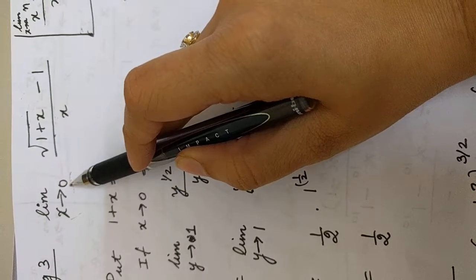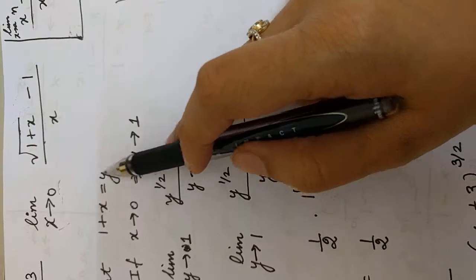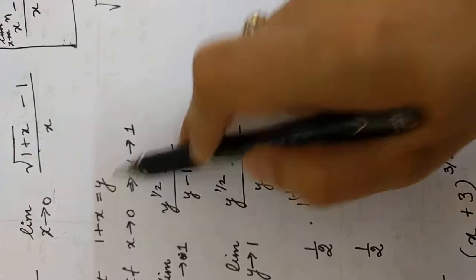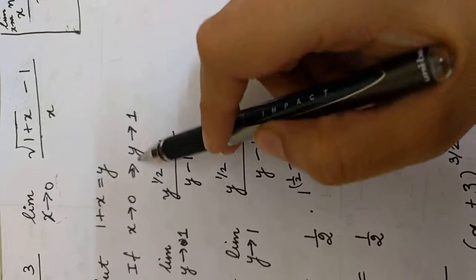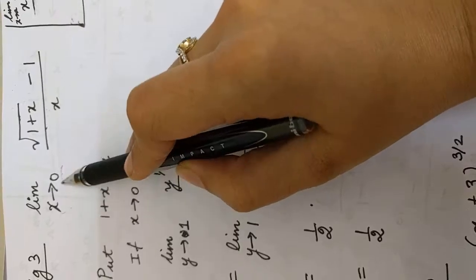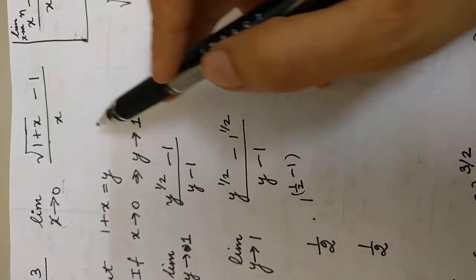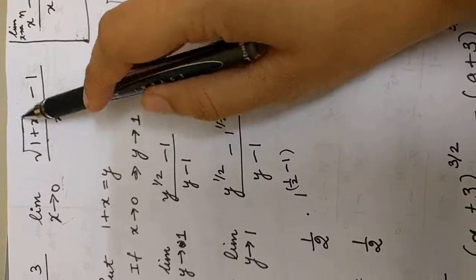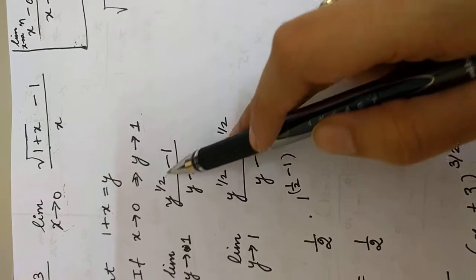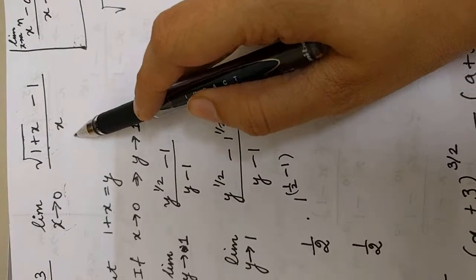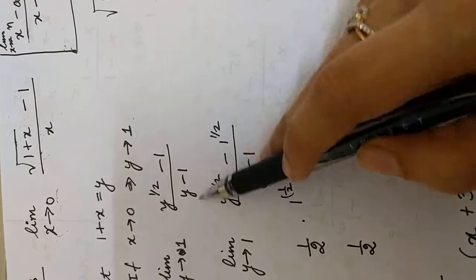Now x tends to 0, then y will tend to 1. Why? Because we substitute x with 0, then y will tend to 1. So limit x tends to 0 will be limit y tends to 1. And now under root 1 plus x, 1 plus x is y, so it's y to the power of half minus 1 upon x, and x is y minus 1.